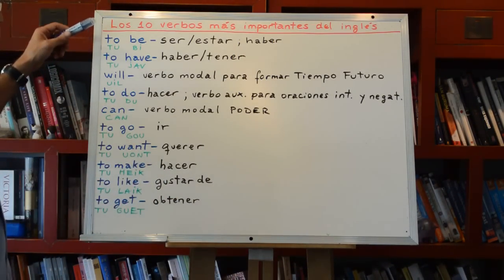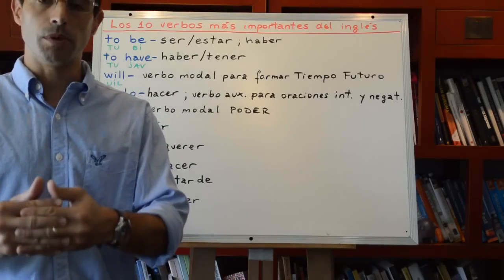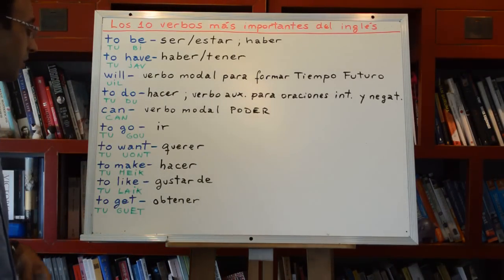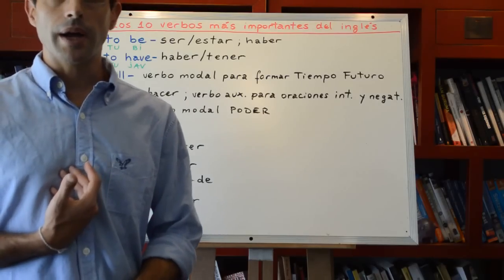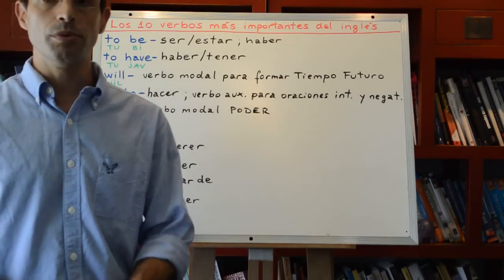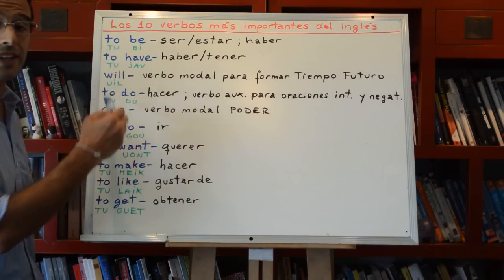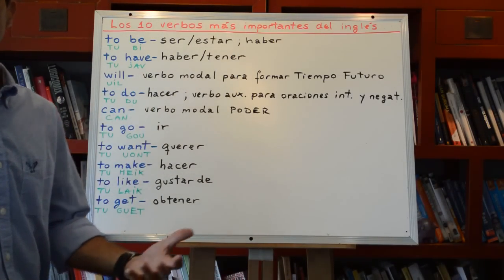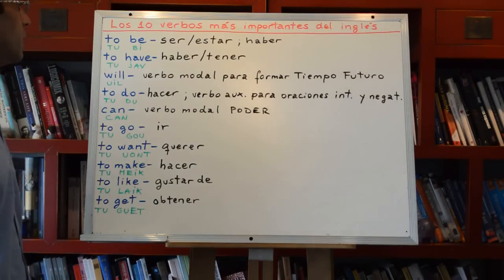So, my list of the 10 most important verbs in English will include the first 5 that are arguably the most important ones, and the last 5 that are, in my opinion, the most important ones. However, I do realize the great relevance of other verbs that are not included here, like the verb to come, for example, to see, to look. Okay? So let's begin.